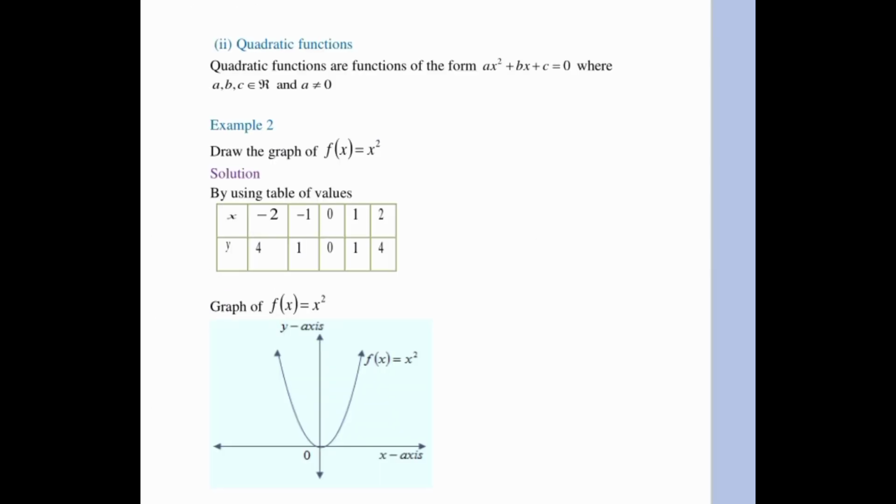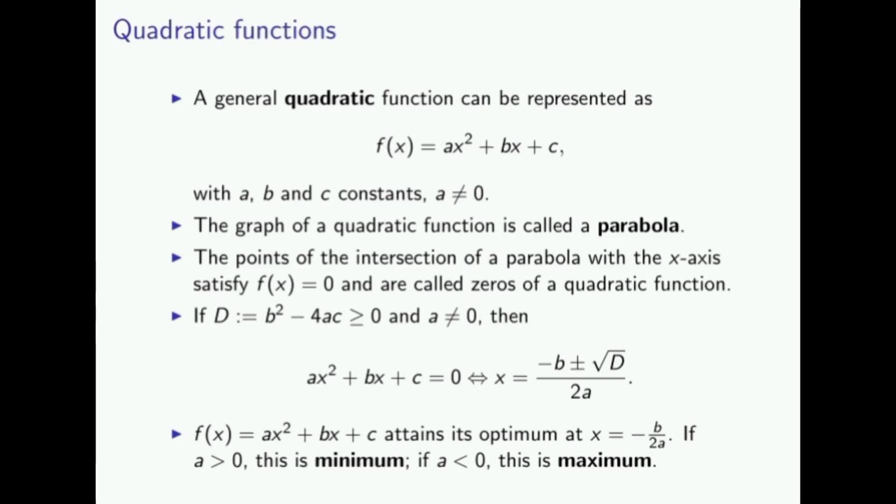Number 2 is the quadratic equation. Quadratic equations are of the form ax squared plus bx plus c is equal to 0, where a, b, c are elements of real numbers and a is not equal to 0. A general quadratic function can be represented as f of x is equal to ax squared plus bx plus c, with a, b, and c constants, a is not equal to 0. The graph of a quadratic function is called a parabola.